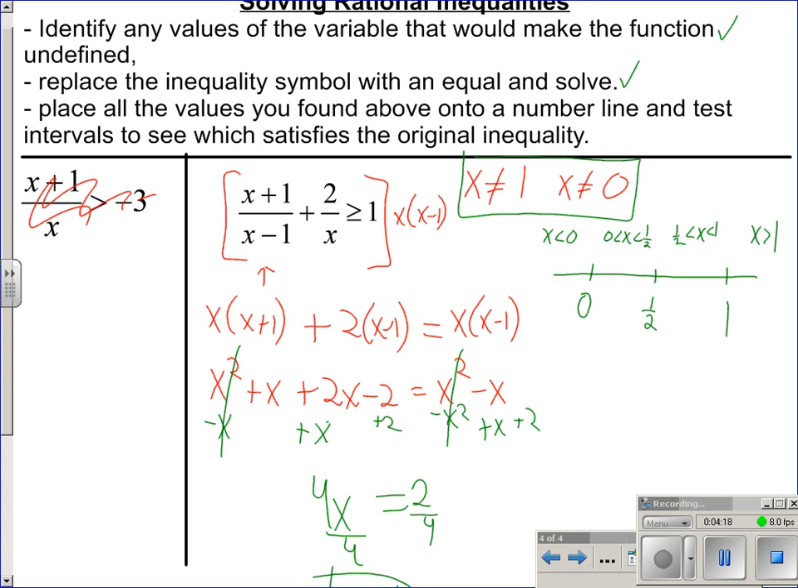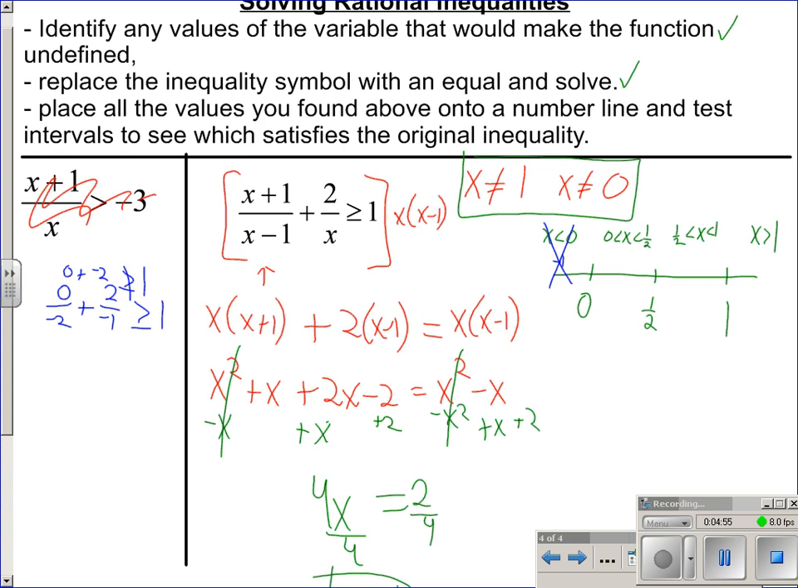So what we're going to do is pick a number in each interval. For less than 0, I'm just going to pick the easiest number, -1. I'm going to plug it in. I'm going to do all my work over the side here. Plugging in -1, we're going to get 0 over -2 plus 2 over -1. Is that greater than or equal to 1? So 0 plus a -2, which is -2. -2 is not greater than 1. Since -1 didn't work, none of those are going to work.